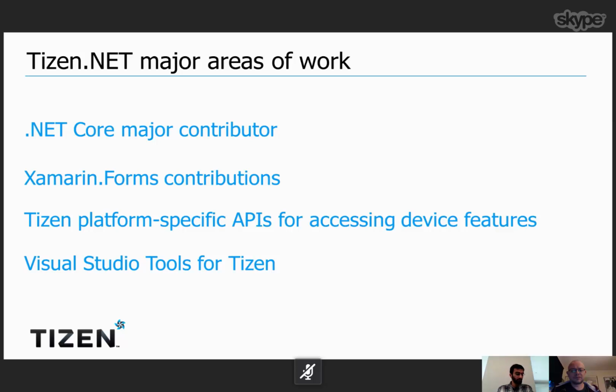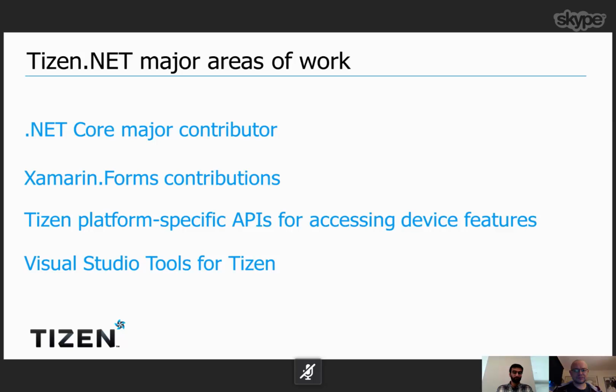We've also been making Tizen platform-specific APIs, which we also saw in the architecture diagram earlier, and this will help our developers access device features. I mentioned, for example, you might want to control the device's volume. You could also, for example, configure the device's network connectivity. And all of these areas of work come together into Visual Studio Tools for Tizen. This is what you as a developer can use to create the perfect Tizen.NET application and will help you provide the best experience for your app users.